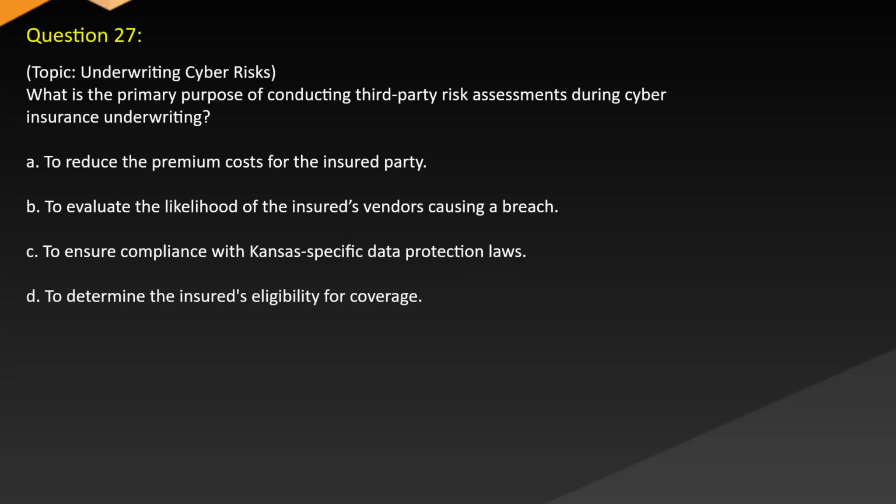Question 27. Topic: underwriting cyber risks. What is the primary purpose of conducting third-party risk assessments during cyber insurance underwriting? A. To reduce the premium costs for the insured party. B. To evaluate the likelihood of the insured's vendors causing a breach. C. To ensure compliance with Kansas-specific data protection laws. D. To determine the insured's eligibility for coverage.